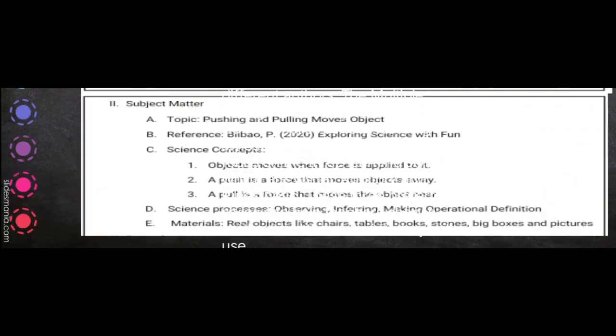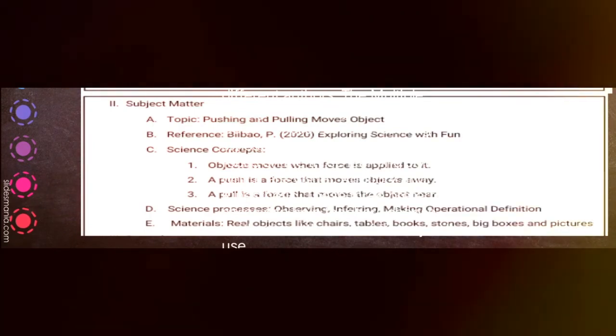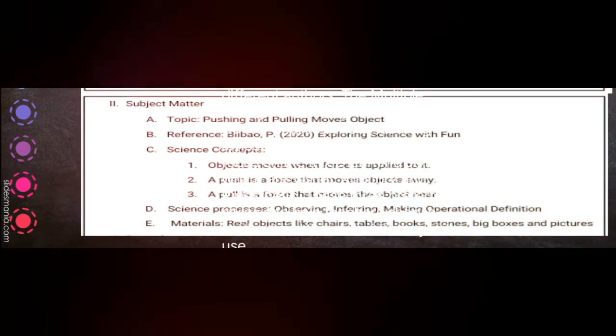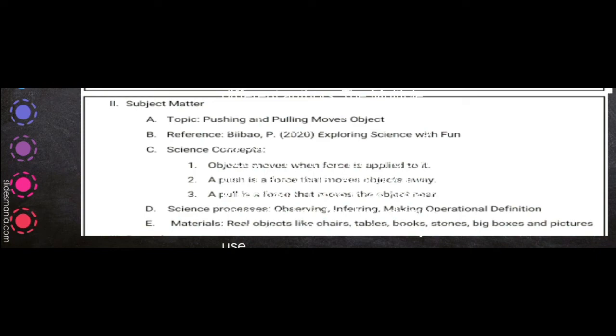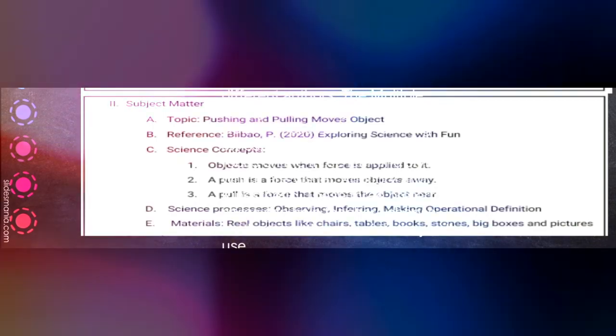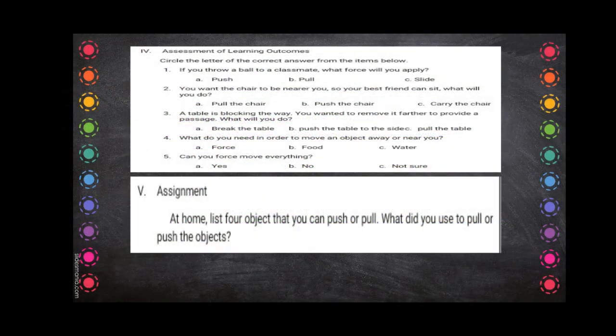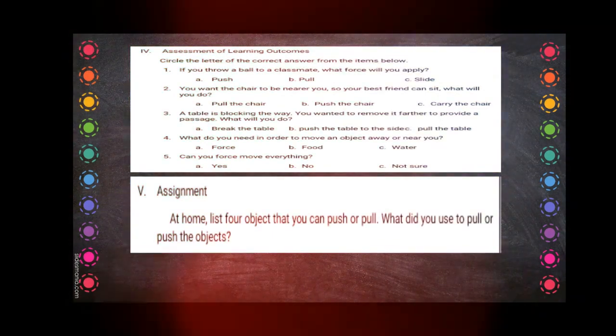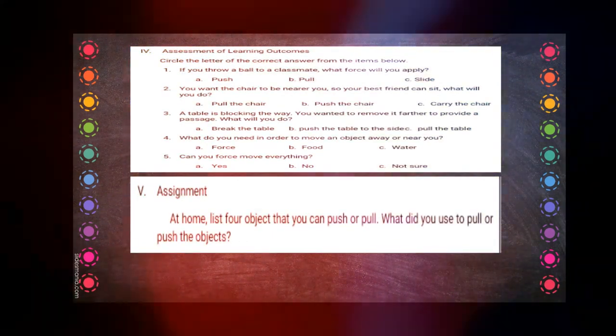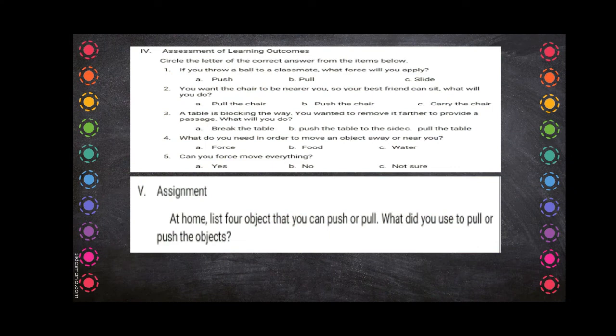Okay, guys. So next on the list is your subject matter, your learning content, where you have your topic and your references, because when you're making a lesson plan, it is very important that you have your references. And you can also see there the materials that you're about to use. There is also an assessment of learning outcomes, which we can include in our lesson plan. And lastly, you can also include the assignment.